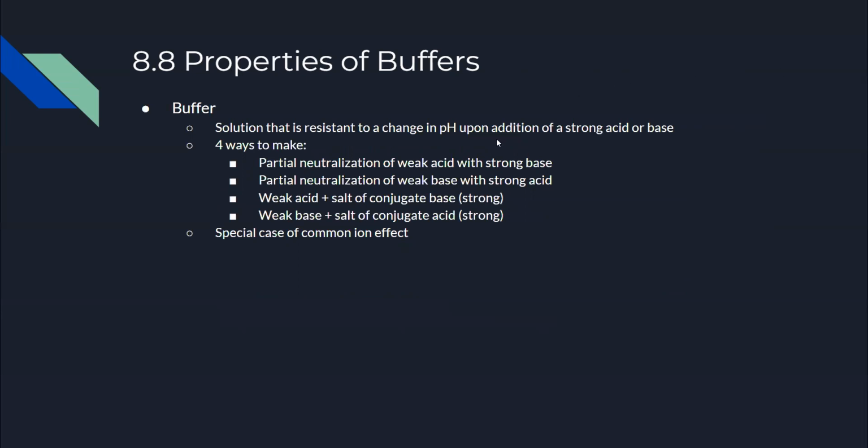8.8, properties of buffers. A buffer is a solution that is resistant to a change in pH upon addition of a strong acid or base. There are four ways to make one. You can neutralize part of a weak acid with a strong base. You can neutralize part of a weak base with a strong acid. You can add a weak acid with the salt of its conjugate base. Or you could have a weak base with the salt of its conjugate acid. And a buffer is basically a special case of the common ion effect.